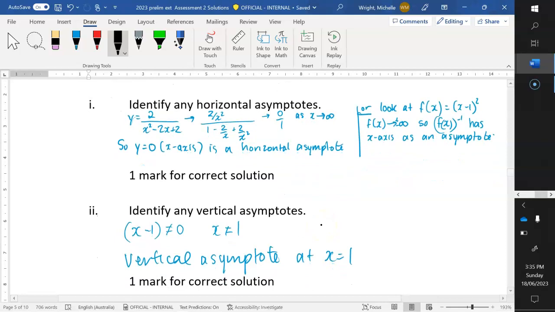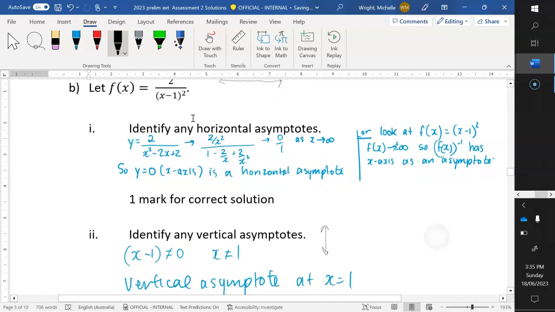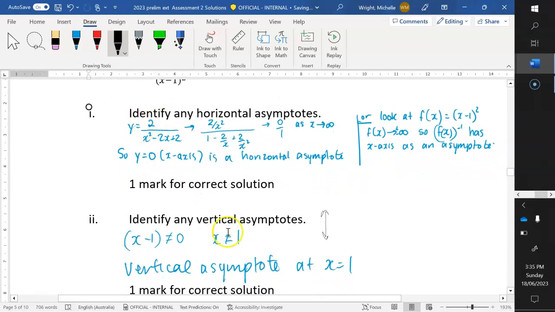Identifying any vertical asymptotes. These are asymptotes that go up and down. They're our main ones, and we look at the bottom line. Generally, x minus 1 cannot be equal to 0. So x cannot equal 1, and that is a vertical asymptote. Don't just say 1. You need to give me something specific.